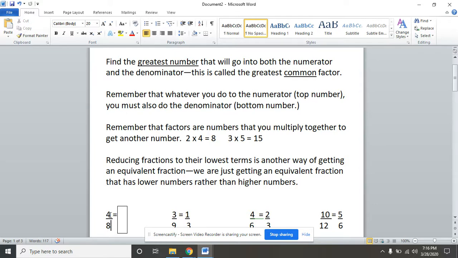So what is the greatest number that will go into both 4 and 8? Well, it's 4. 4 divided by 4 equals, and I've put this over here.